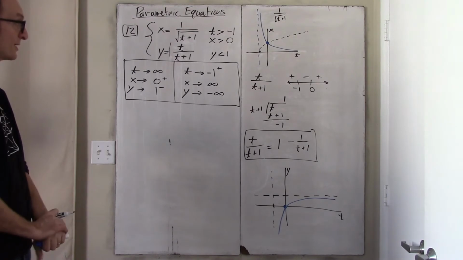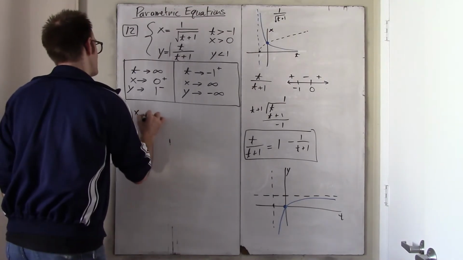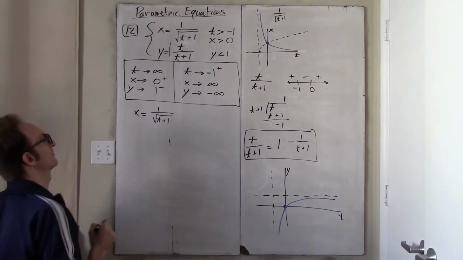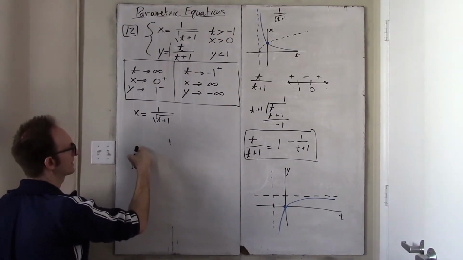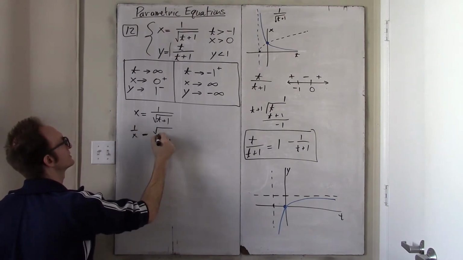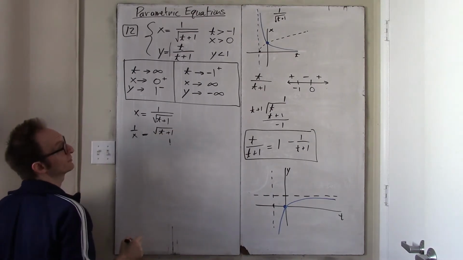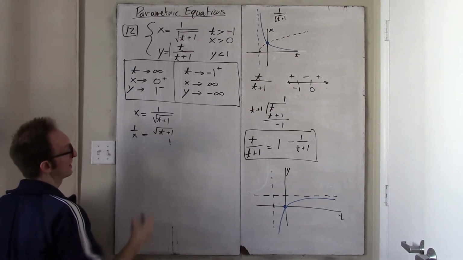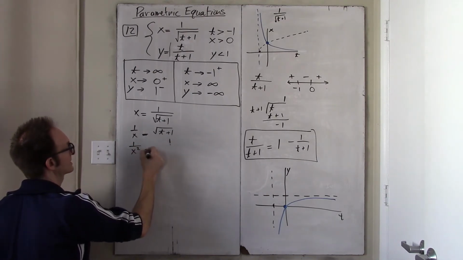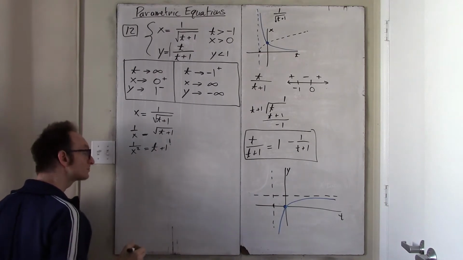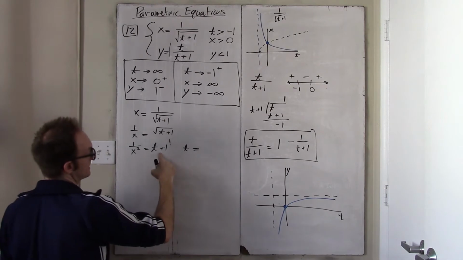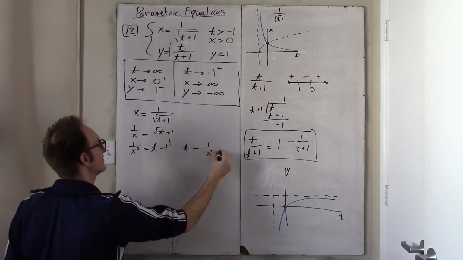I need to eliminate the parameter. So okay, let's do it. Let's take this x equals 1 over root t plus 1. Let's kind of reciprocate both sides, or however you want to say it. So 1 over x is root t plus 1. I'm solving for t now. So square both sides. If I square both sides, I get 1 over x squared is t plus 1. Well then, so therefore what's t? t is 1 over x squared minus 1.